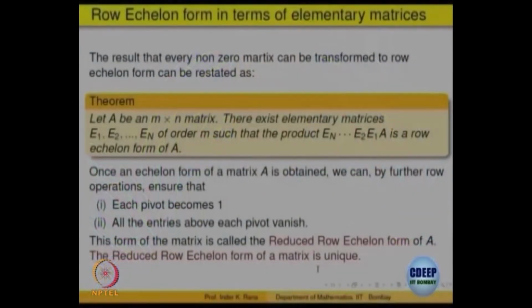But the reduced row echelon form of a matrix is always unique. Once you have done this normalizing, that means every pivot is made 1 and every other entry in the pivot column is made 0, one can prove a theorem that the reduced row echelon form of a matrix is unique. There is only one possibility, right. Unique means what? Entries are the same, whichever way you do it, it does not matter. Okay. Right.